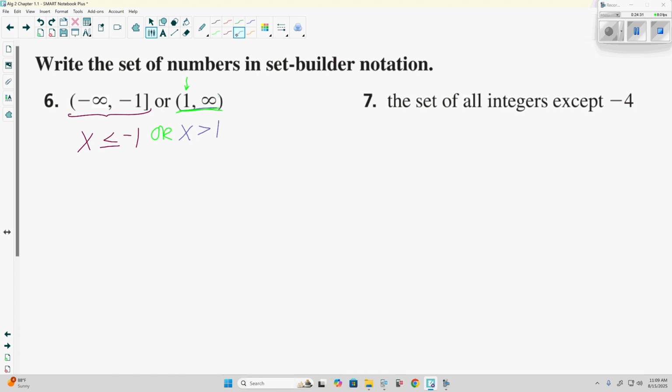We ready to write the set builder notation? Now we can rewrite it below, because we can go brace x bar, because we are talking about the set of all real numbers, such that what? X is less than or equal to -1, or x is greater than 1.